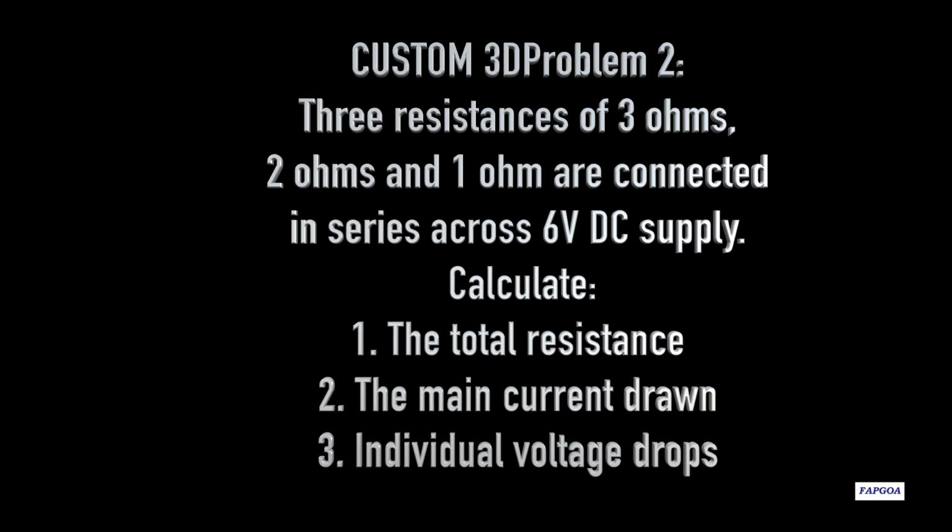Problem 2. Three resistances of 3 ohms, 2 ohms and 1 ohm are connected in series across a 6 volt DC supply. Calculate A, the total resistance, B, the main current drawn in the circuit, C, the individual voltage drops.